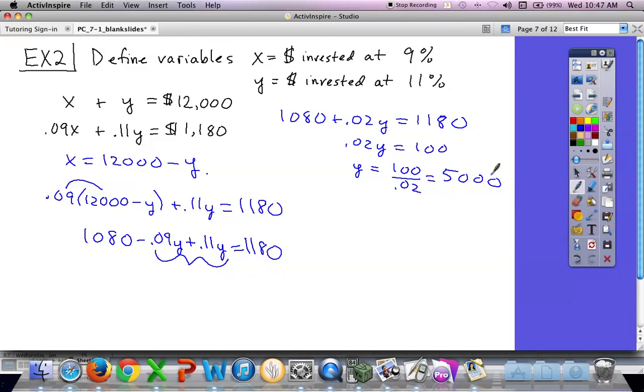Now we plug that back into that equation. So that'll tell us x equals 12,000 minus 5,000. So x equals 7,000. So that's how much money you have invested.